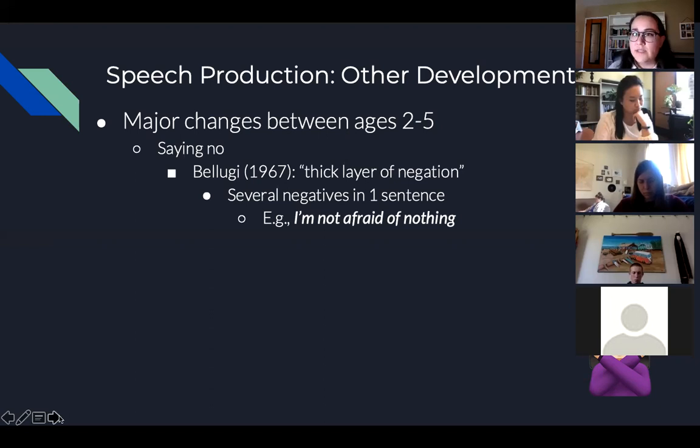And of course, to our adult ears, it's like, okay, that's an error. If you have 2 negatives, they cancel each other out, whatever. But for children around this age, typically around 3.5 to 4, using double negations seems to be indicative of what kids at this age understand to be the correct way of expressing themselves with these negatives.